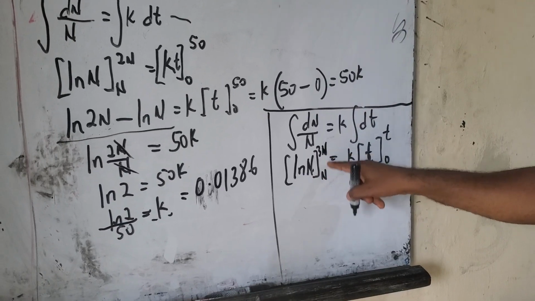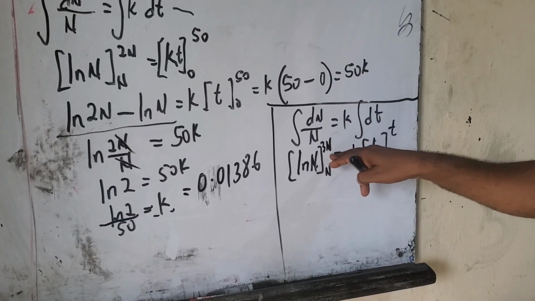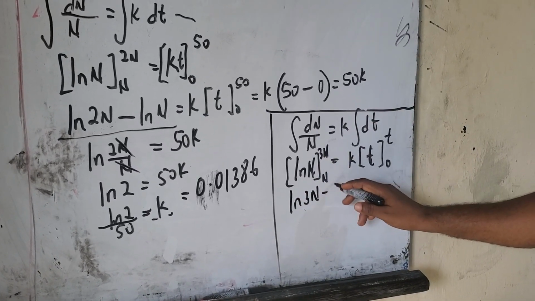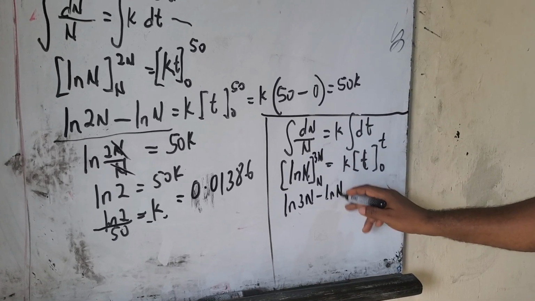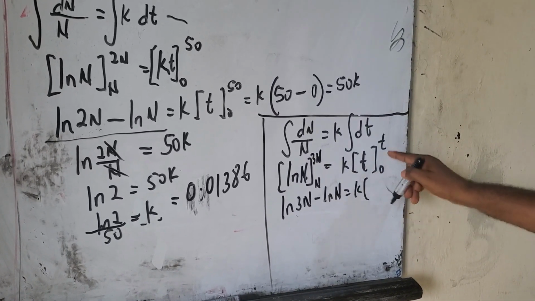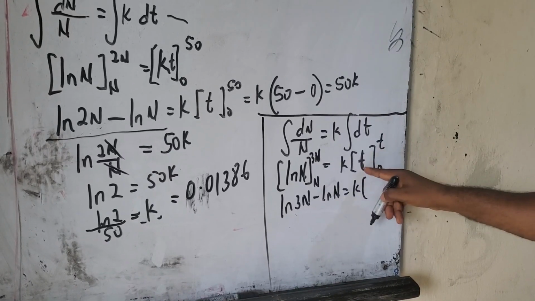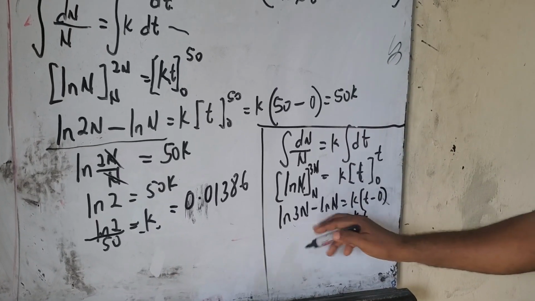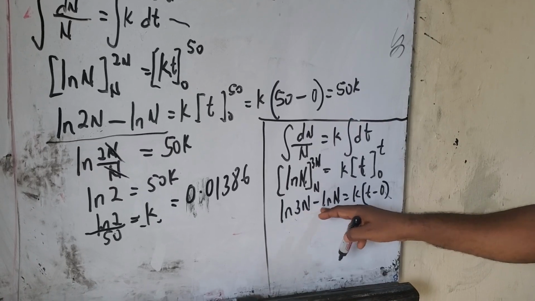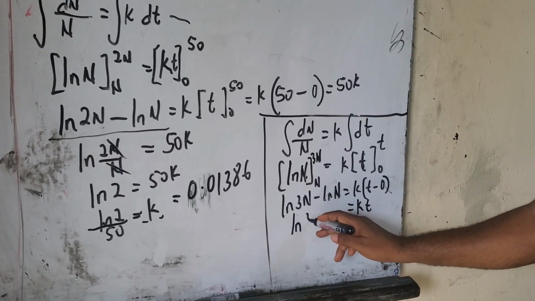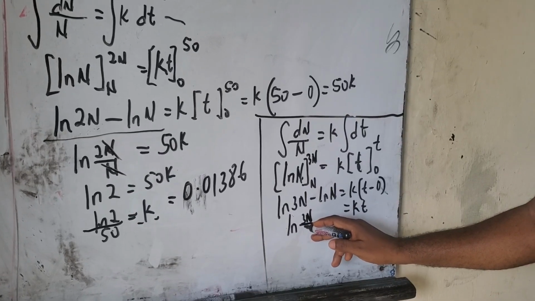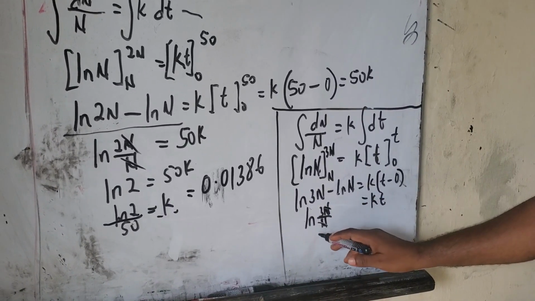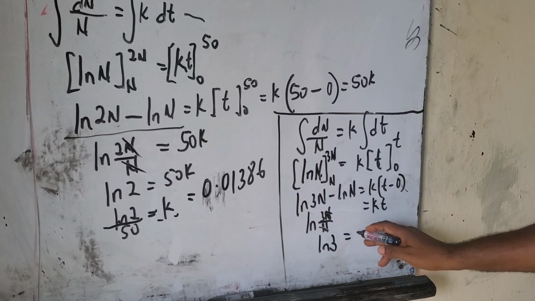So now if we integrate, and when we substitute these limits, it's going to be ln 3n, take away ln n. Then this is going to be k times, when we substitute each of these limits, t minus 0. So this gives us kt. And ln 3n minus ln n actually means ln of 3n divided by n, according to the law of logarithm. So this n cancels this n, and I have ln 3 left, equal to kt.